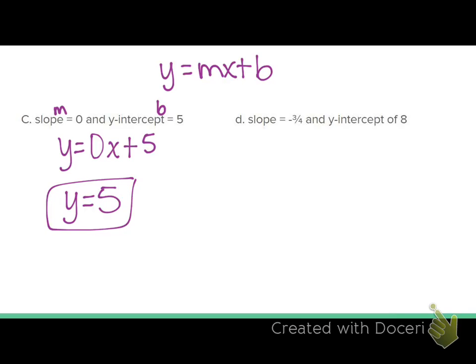Okay, again, I probably wouldn't take off points if you left the 0x in there, but really you should know that a line that has a slope of 0 is a horizontal line, so it should be y equals a number.